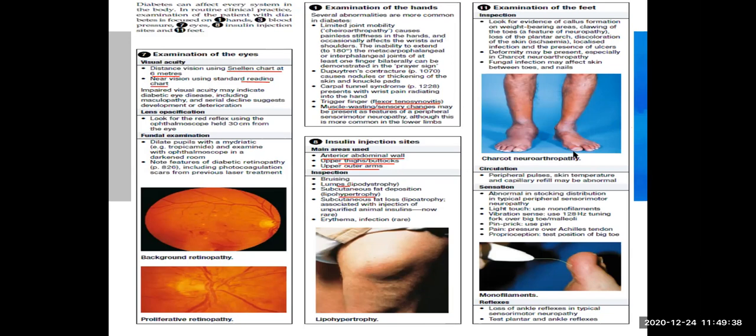Palpate the lower limbs, whether they are warm enough or not. What about the peripheral pulses? It is a very important finding. And don't forget to examine for the sensation and the reflexes, just to make sure this is not a case of diabetic neuropathy. So let me repeat once again. This is a very detailed type of examination, because diabetes can affect almost every organ of the body.